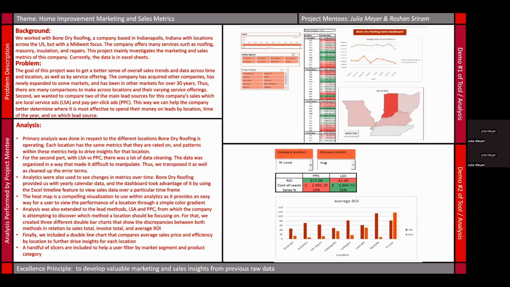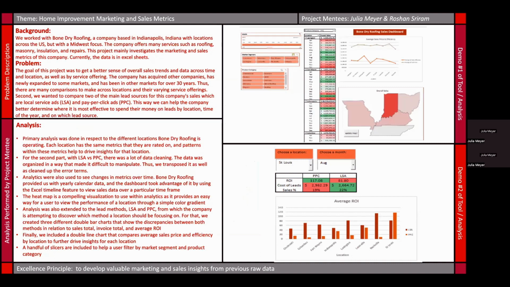The company that we work with is Bone Dry Roofing, a contracting company that was originally based in Indianapolis, but is looking to expand to the rest of the Midwest. And the problem that we tried to solve for them was, how do we leverage existing sales and marketing data in order to develop insights for where the company should be focusing their efforts in order to make that expansion as best as possible.